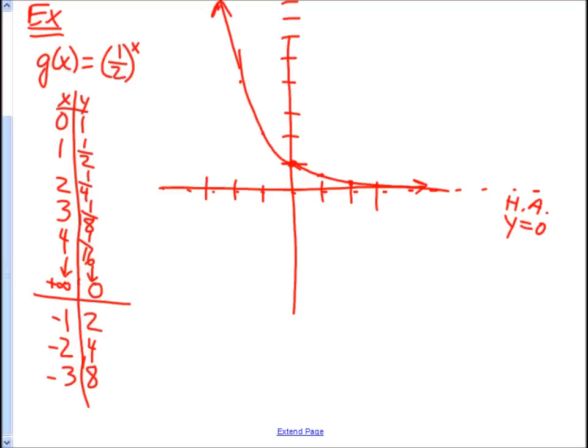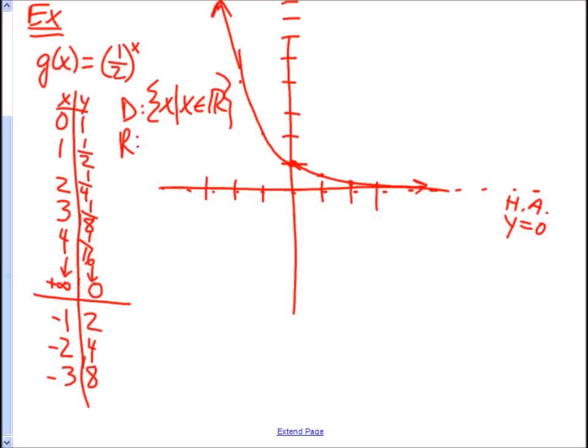Alright, so there's an exponential decay model, where again our a out in front would be positive. In this case, our a is 1, and our b is a half. Our b value is anything between 0 and 1, and our domain here, similar to exponential growth, is all real numbers. You can see how it encompasses every x value.